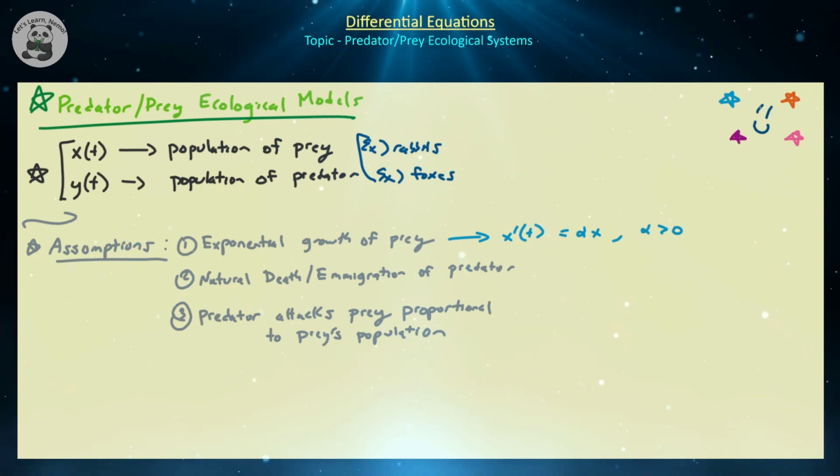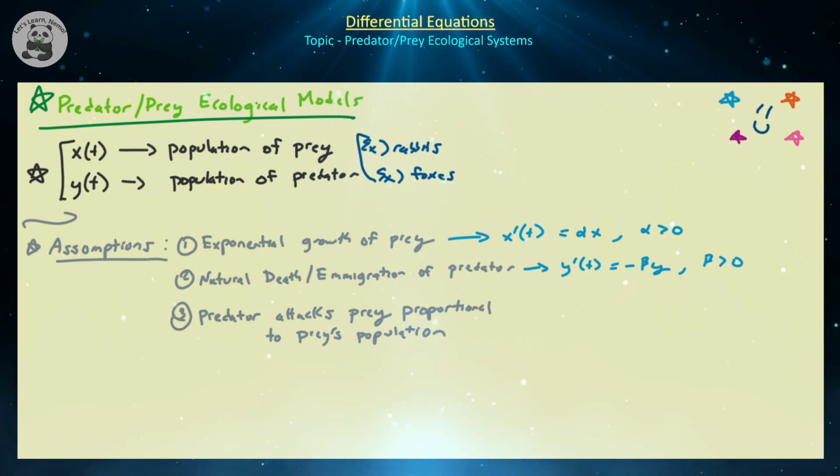All right, so the natural death and emigration of our foxes should also obey some model. Let's assume for the sake of simplicity that that also follows an exponential model, in this case a decay, and let's assume that model is y prime of t is equal to minus beta y. Here we're going to assume that beta is positive. With that negative coefficient, this is going to be an exponential decay model.